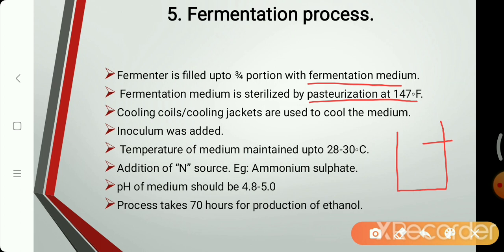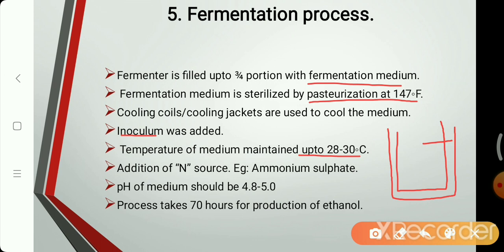Then cooling coils or cooling jackets are used to cool the medium. Surrounding the fermenter, there is a cooling coil or a cooling jacket that will cool down the medium. After cooling down, we will add the inoculum. We will add our culture. Then we maintain the temperature around 28 to 30 degrees Celsius.